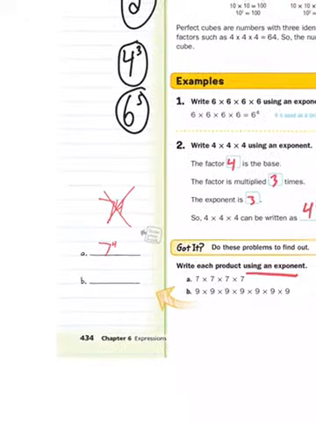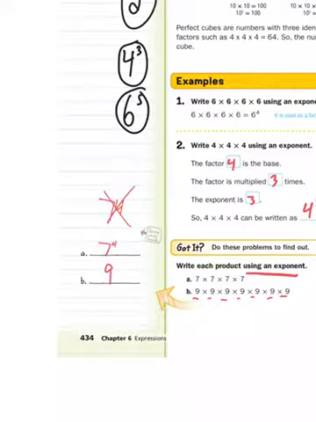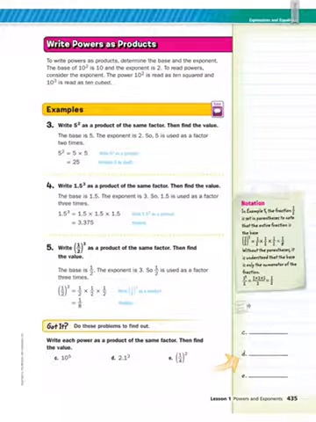Now in problem B, you should have 9 to the power, I got to count all my 9s, 1, 2, 3, 4, 5, 6, 7. So it's 9 to the 7th power. All right, so that's how you write products using exponents. On to the next page.